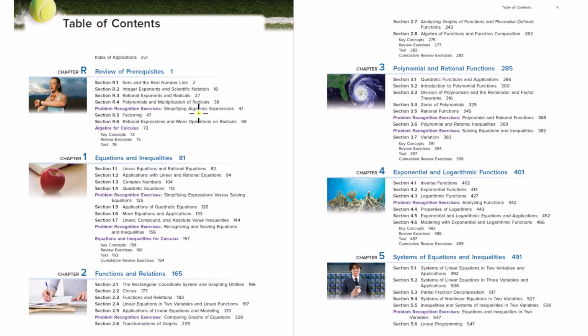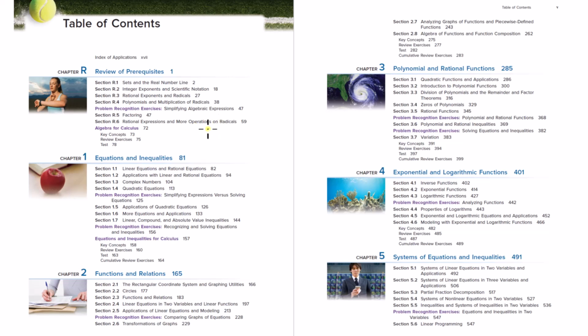We're continuing with the pre-algebra chapter in the algebra textbook. In this video, we're going to go through the last section, section 6, which you can see is on rational expressions and more operations on radicals.